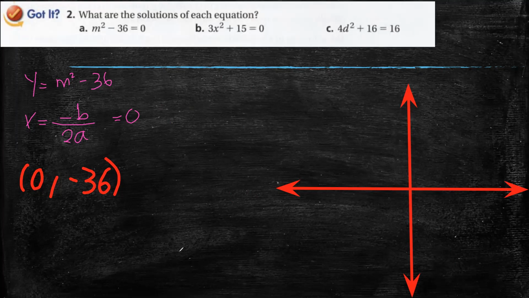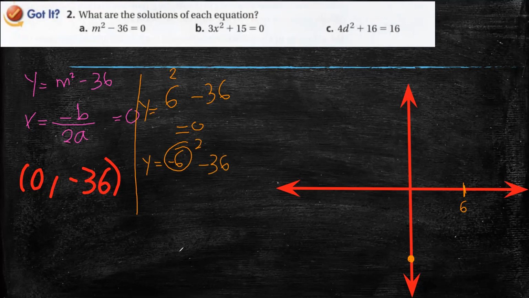So the first point was at 0, negative 36. Now let's choose another point, like 6. Y equals 6 squared minus 36, which is 0. So at point 6, it is 0. Let's choose negative 6: negative 6 squared minus 36 is 0.